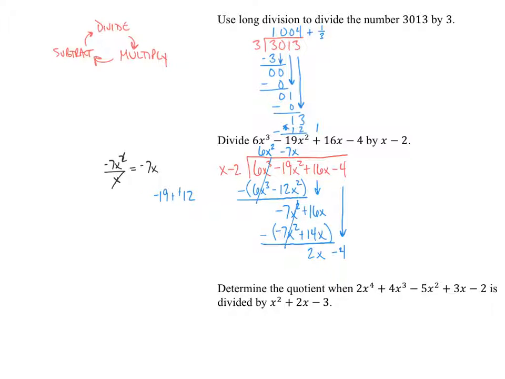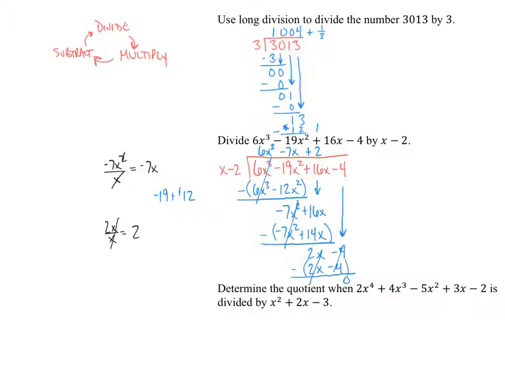Last one, how many times does x go into 2x? Goes into it 2 times, because 2x divided by x is 2. And now I multiply 2 by x minus 2. So that gives me 2x minus 4. Those cancel. And negative 4 minus negative 4 is also 0. So we don't have a remainder in this case. We may have remainders in the future, but in this case, we don't have one.